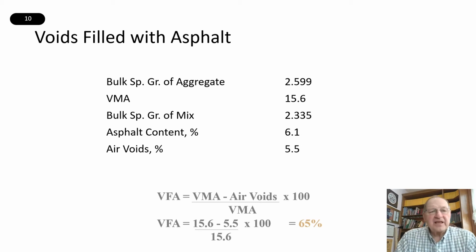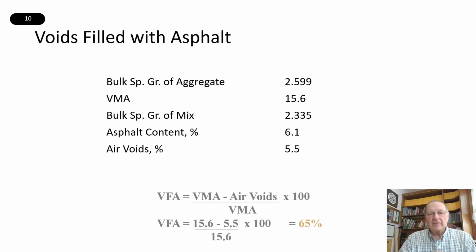The next thing for us to calculate is the voids filled with asphalt. So if you think about the space between the compacted aggregates, that is the VMA, which we just calculated in the last slide, and you think that space between the compacted aggregates is composed of asphalt binder and air, two different things. So percentage-wise of that space that is filled with asphalt, how much is it?